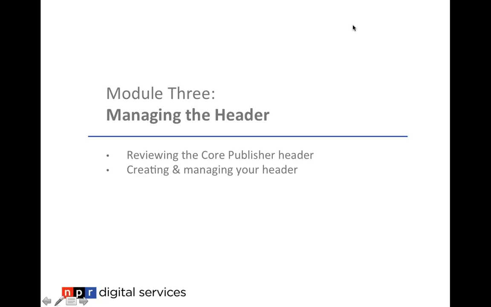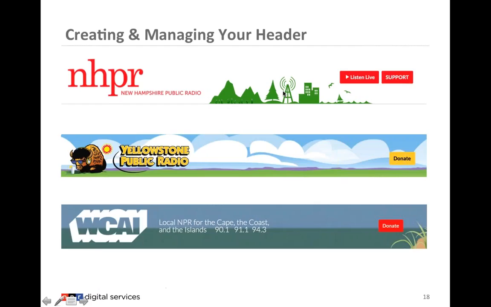Now we're going to start to talk about the look and feel of your site, starting at the very top with the header. So in this module, we're going to review your Core Publisher header, and we're also going to create a test header in Core Publisher. Your header is the first thing that people are probably going to see when they go to your site. It's a really visual way to allow your site to stand out and really show your branding and who you are as a station.